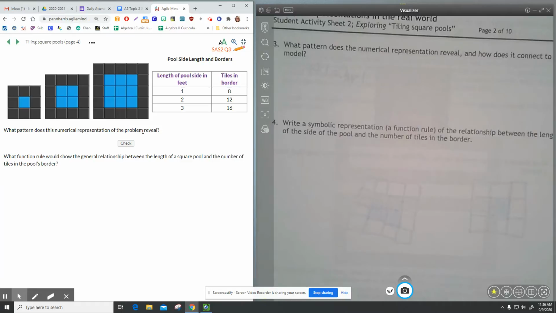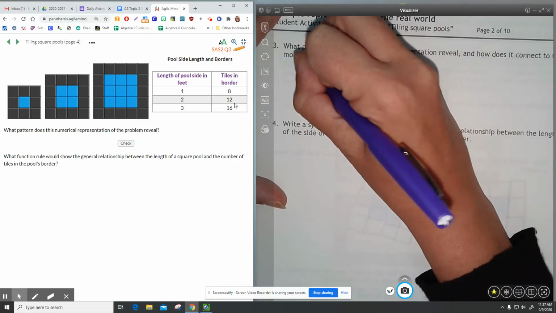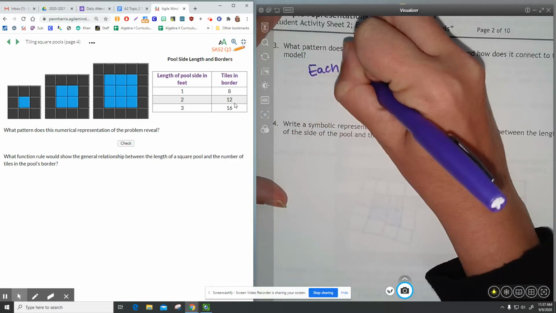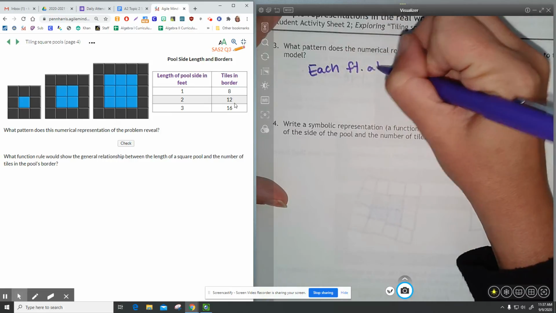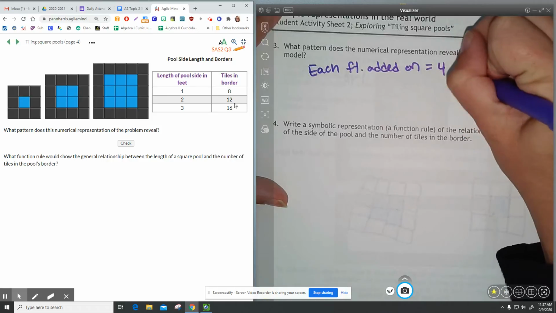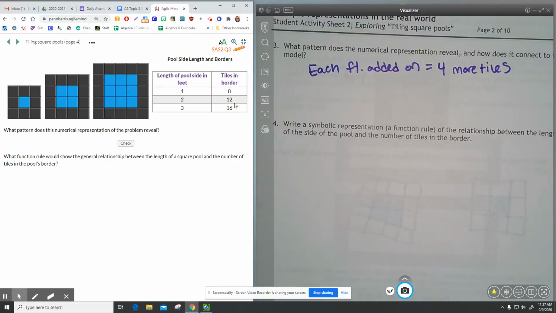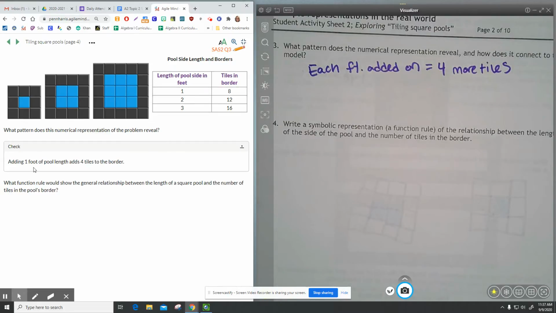Well, something that I noticed was that each additional foot of the pool adds 4 tiles. Every time we added a foot on, we added 4 tiles over here. Okay, so I'm going to write that down. Each foot added on equaled 4 more tiles. Okay, let's see if we're right here. Yep.